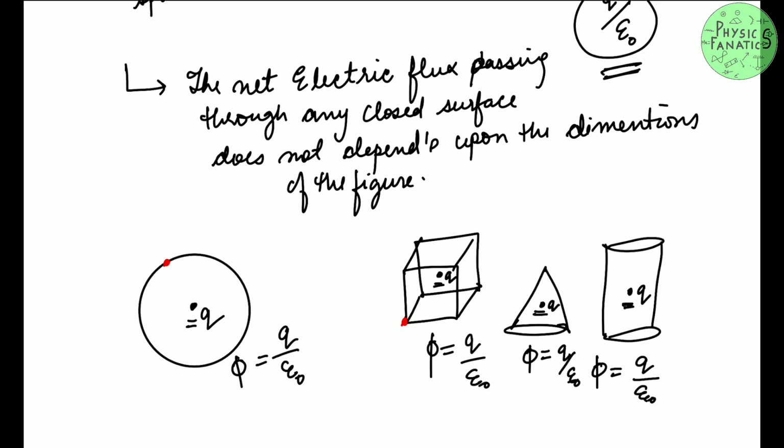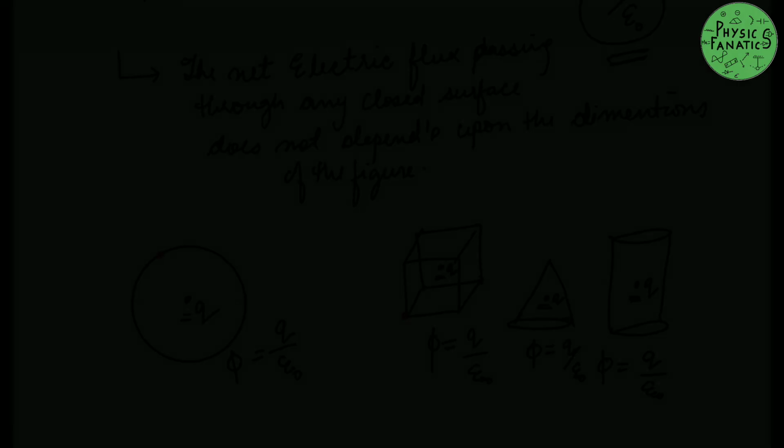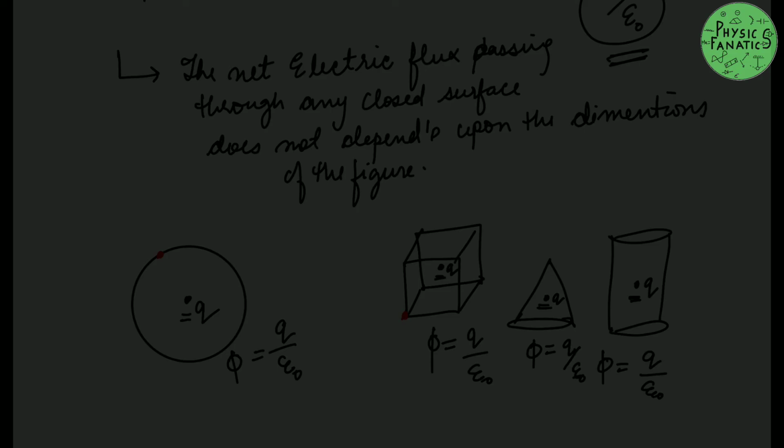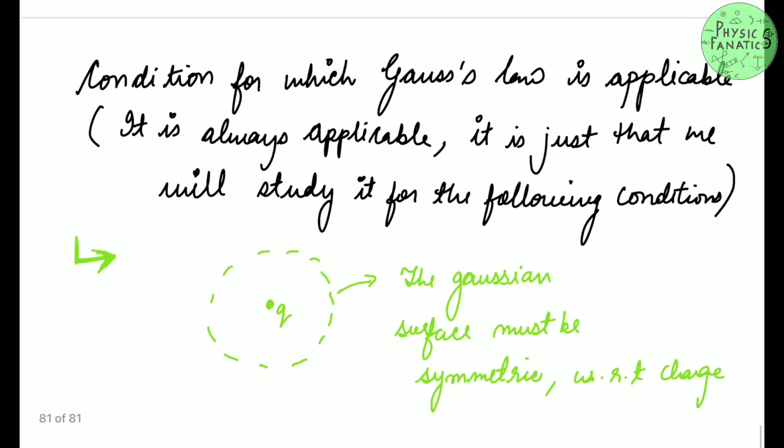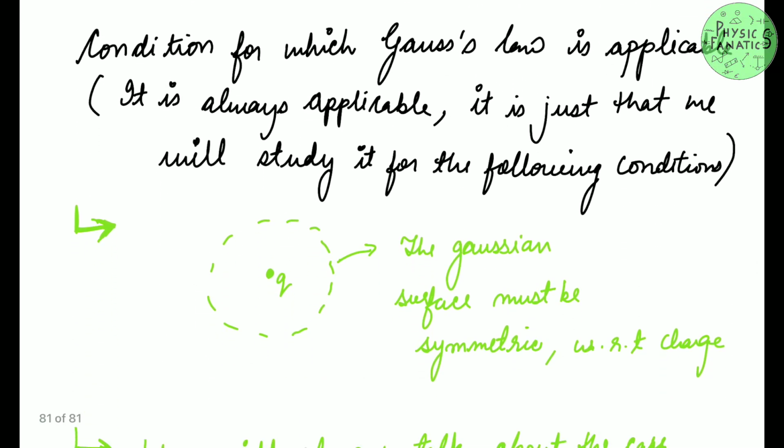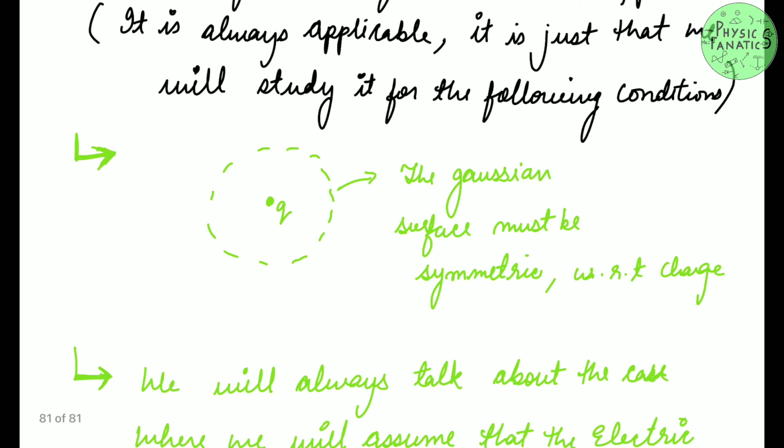Gauss law makes our life easier, agreed, but there are some conditions which we have to follow for it to make our life easier. So what are those conditions? I'm writing here the conditions for which Gauss law is applicable. Gauss law is applicable for all kinds of closed figures, but there are certain conditions which we are going to study in our 12th standard. So like I said, it is always applicable, it is just that we will study it for the following conditions in our 12th standard. So what are the conditions?